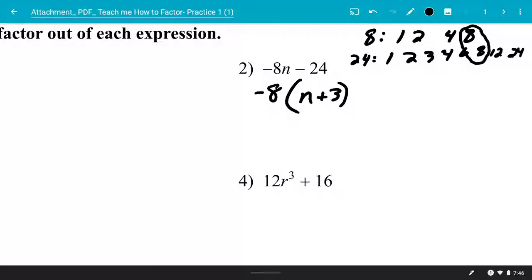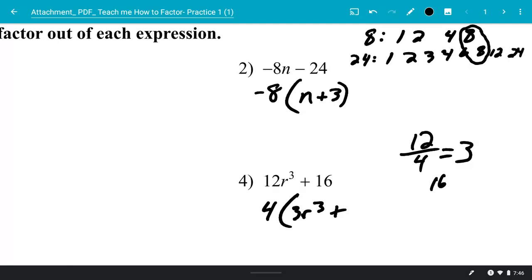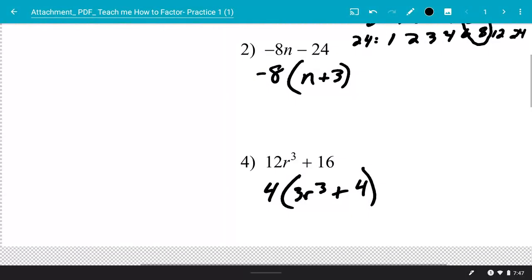Same thing for number 4. I look at it and I see the 12 and the 16. What's the largest number that goes into 12 and 16? Well, 4. 4 goes into both of them. So 4 times what gets me 12r? Or you can think of it like this. 12 divided by 4 is what? Well, 3. So 3r cubed. And then plus 4 times what gets me 16? Or 16 divided by 4 is 4. Either way, you can think what times that number gets us the one we want, or you can go to the straight division, whatever makes you happier.